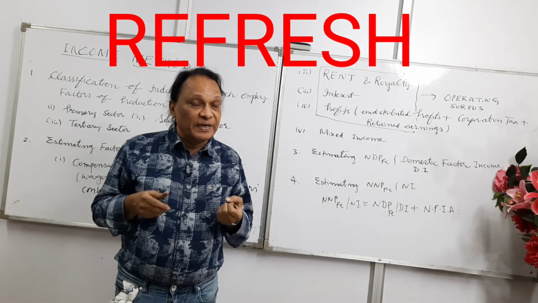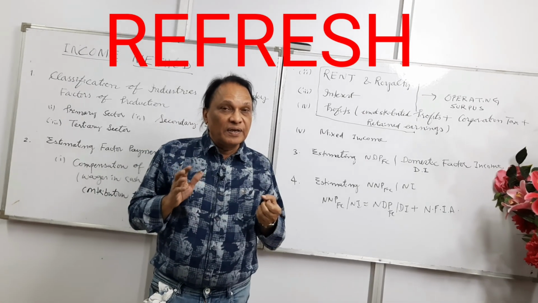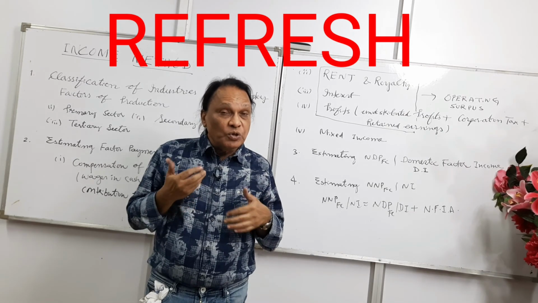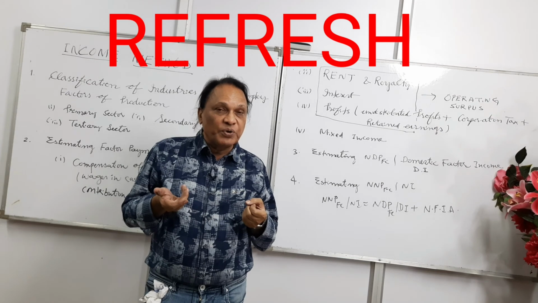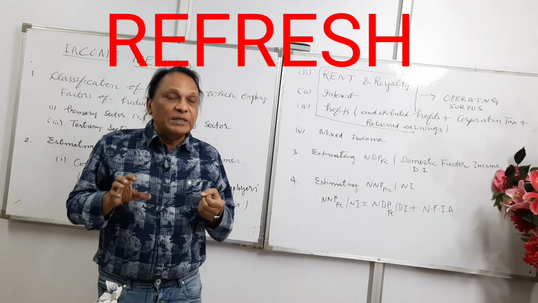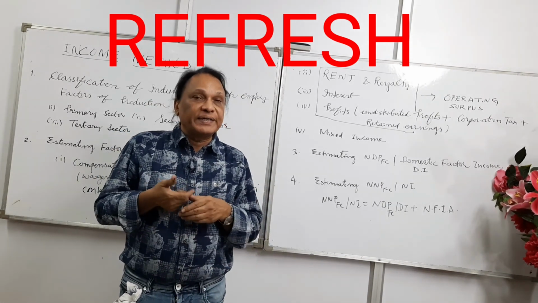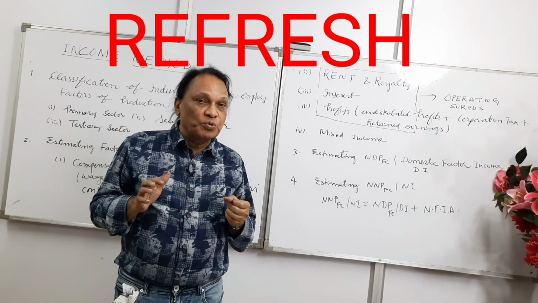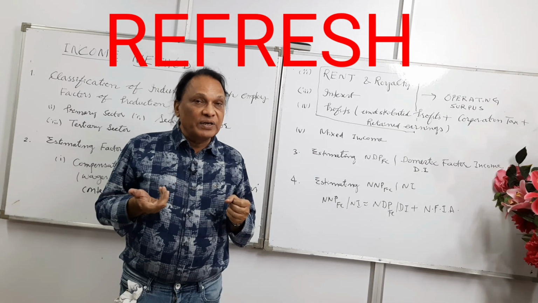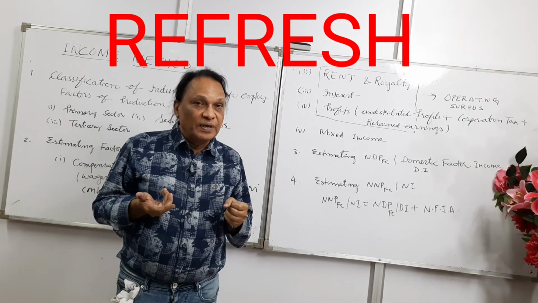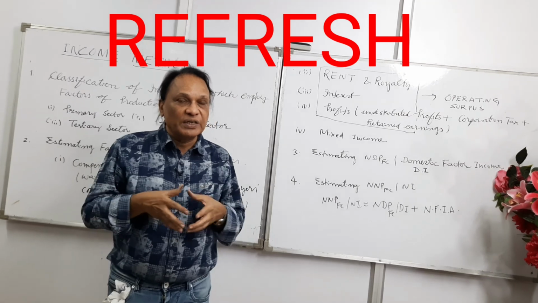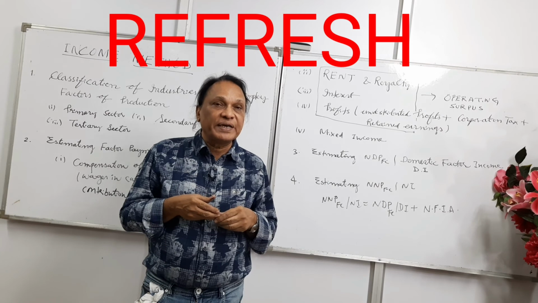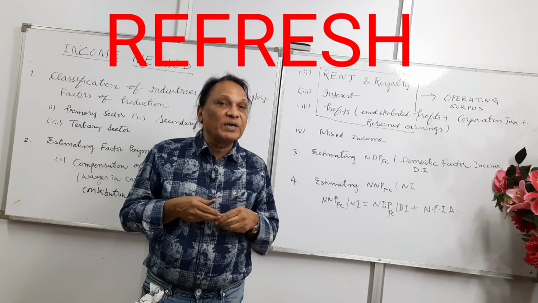You recollect and refresh your memory. Last time you learned how to estimate national income or national product by the value added method, or product method, or net output method. We discussed the precautions to be taken while calculating national income by the product method, and we've seen the formula to estimate national income. Now today we will be discussing another method of estimating national income, that's called the income method.